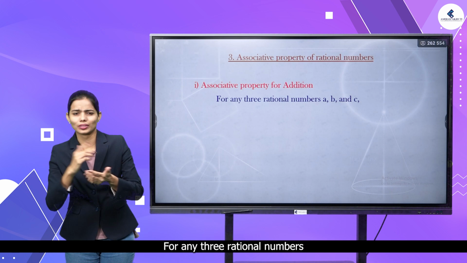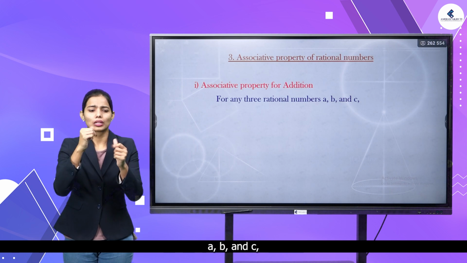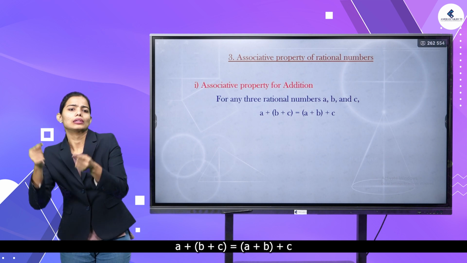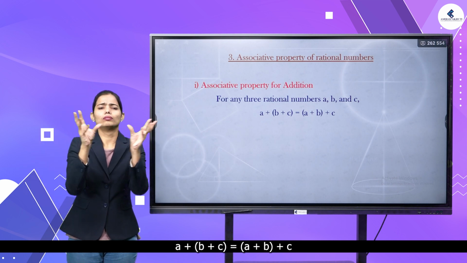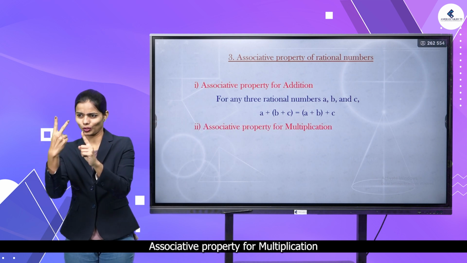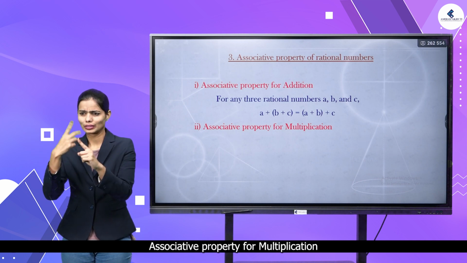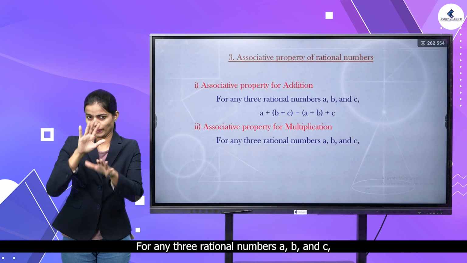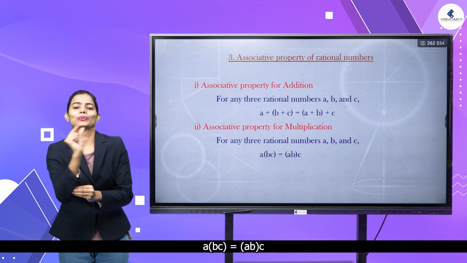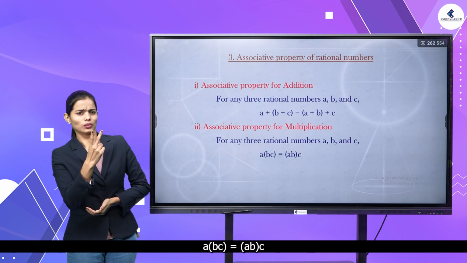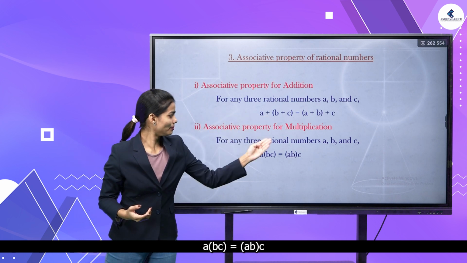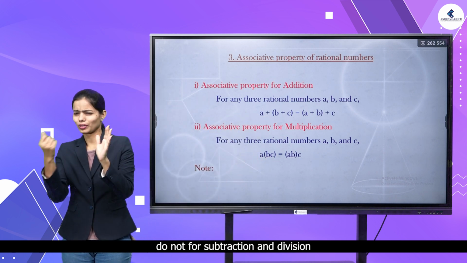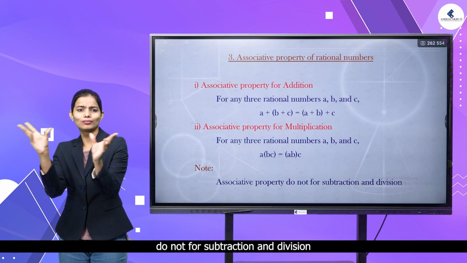For any three rational numbers a, b and c, (a + b) + c is equal to a + (b + c). Associative property for multiplication. For any three rational numbers a, b and c, (a × b) × c is equal to a × (b × c). Note, associative property does not hold for subtraction and division.